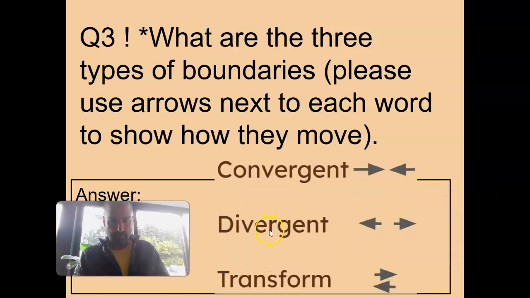All right, so we have convergent, where they're coming together. We have divergent, where they're heading apart. And we have transform, where they're going next to each other. I guess it would be more like this.